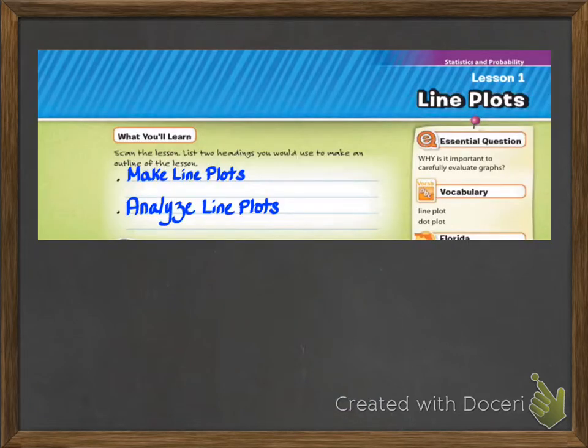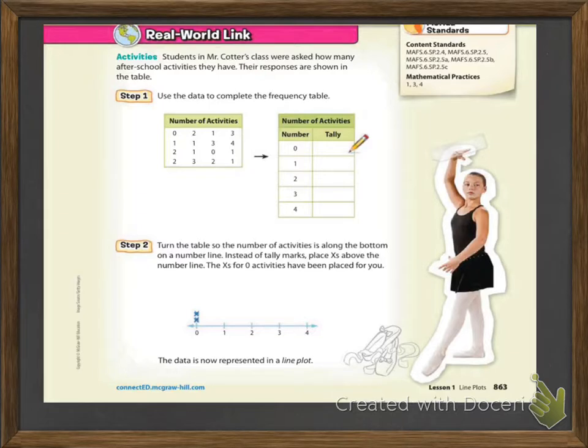So what we're going to be starting out with is making line plots today, and then we're also going to be analyzing those line plots. Looking at our first example, it says here, students in Mr. Cotter's class were asked how many after-school activities they have. Their responses are shown in the table.